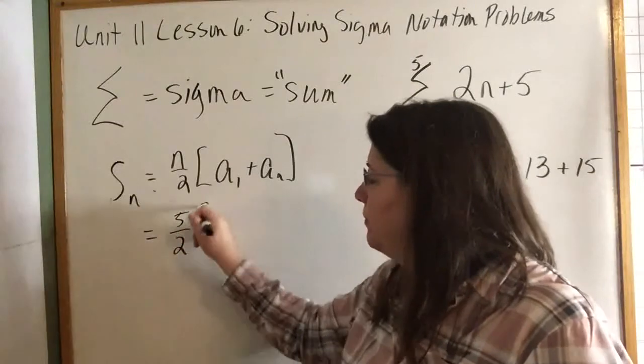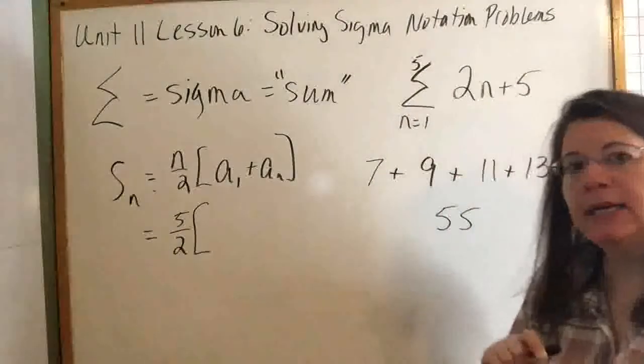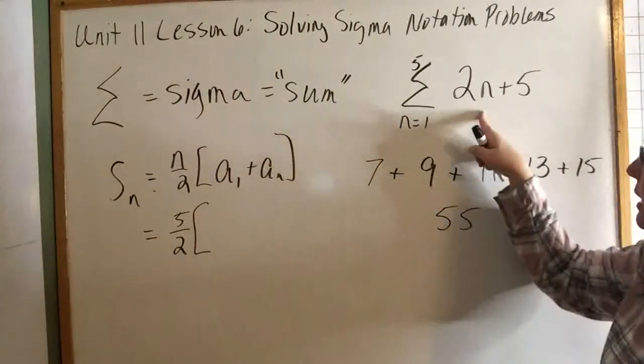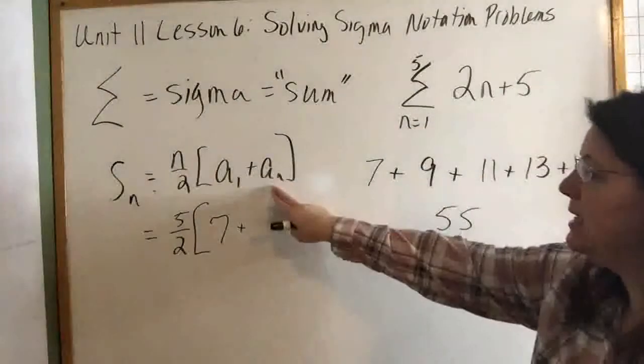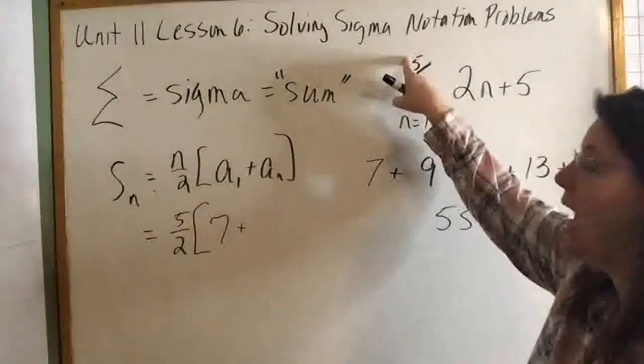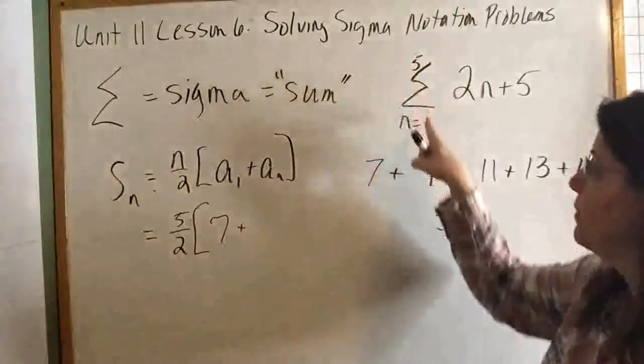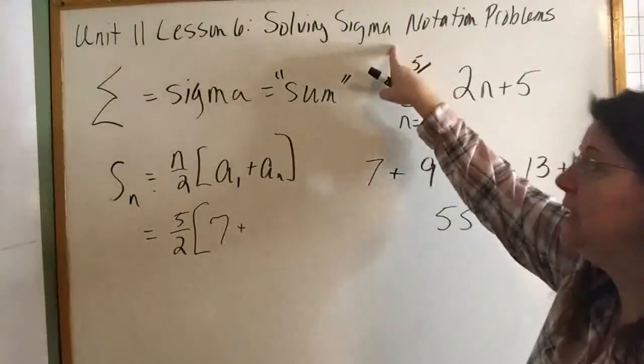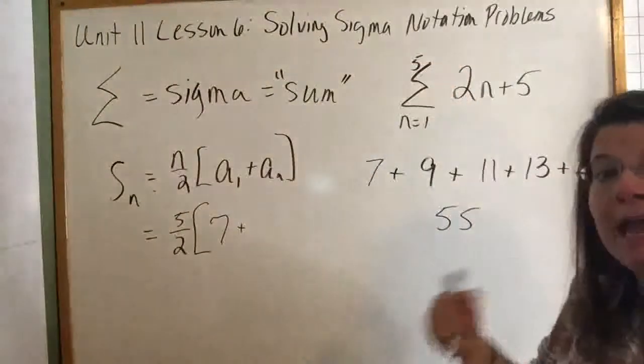5 over 2. My a sub 1 is what I get when I plug the bottom number in. A sub 1 gave me 7. A sub n is what I get when I plug the top number in. Because remember, we're going from terms 1 to 5, or we're plugging in numbers 1 through 5. So this will give us the last term.